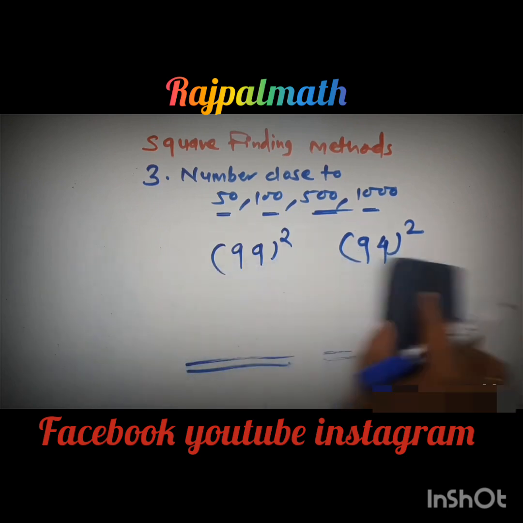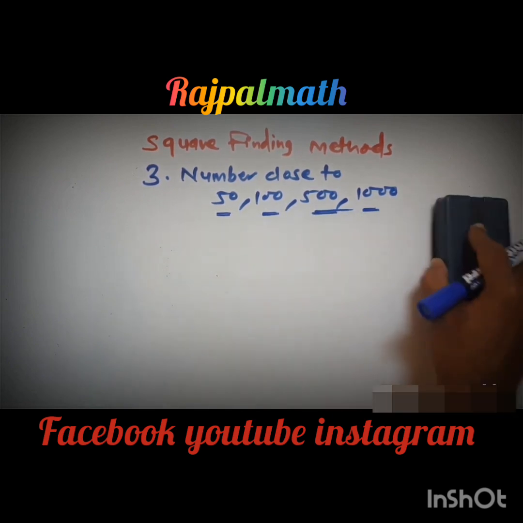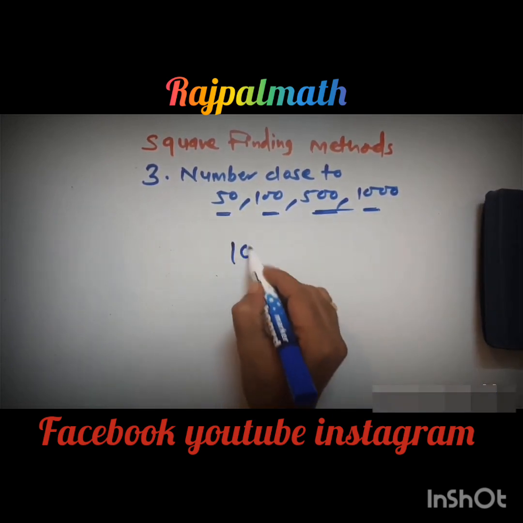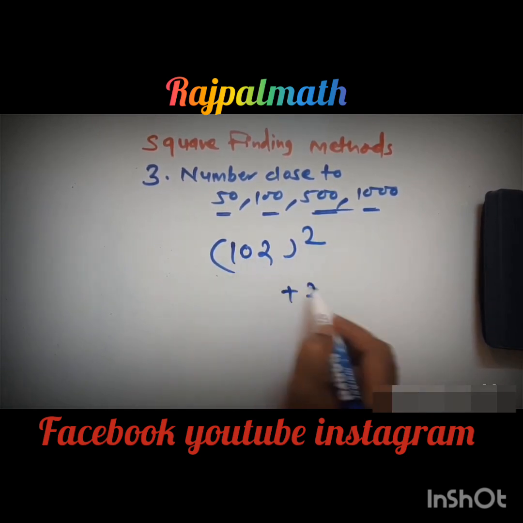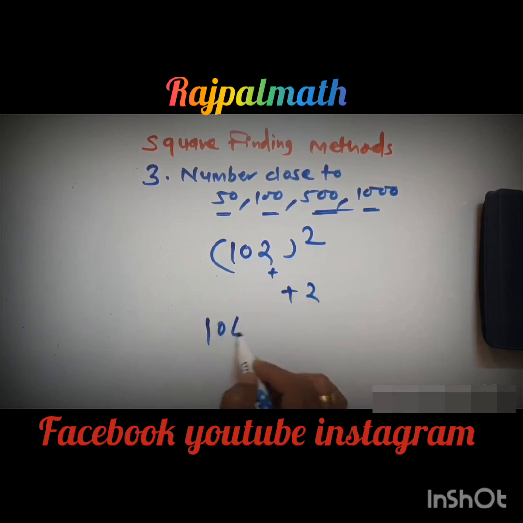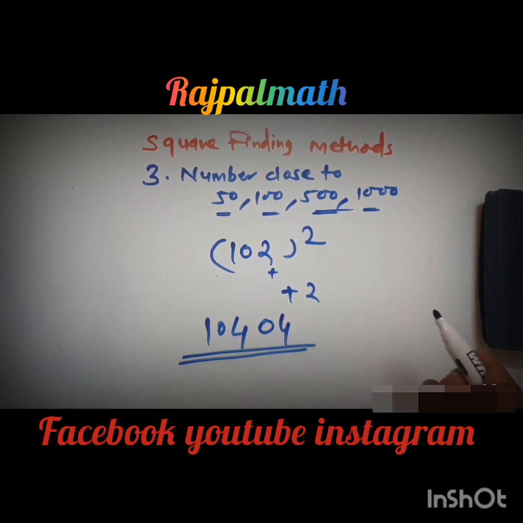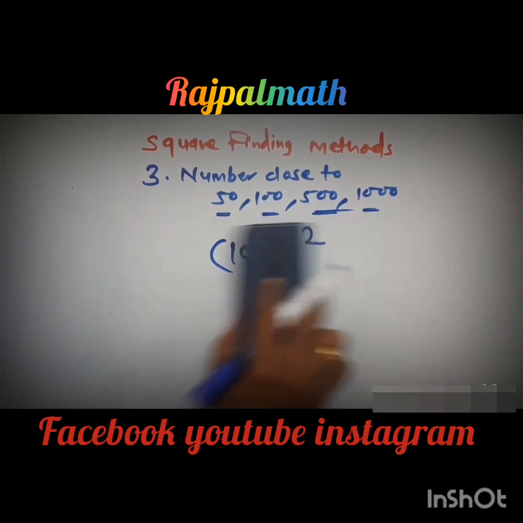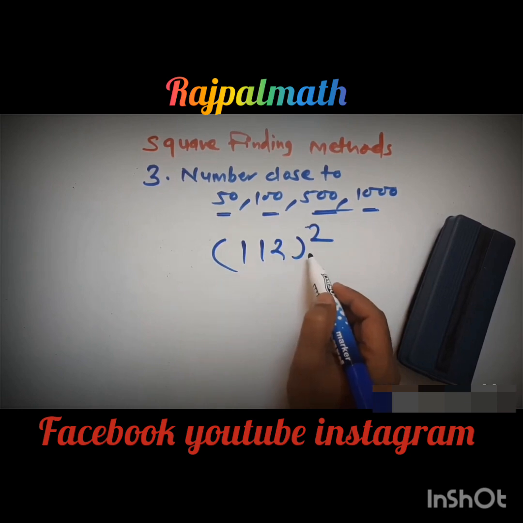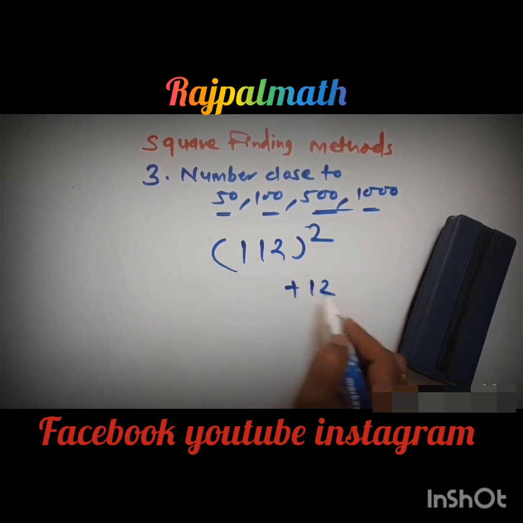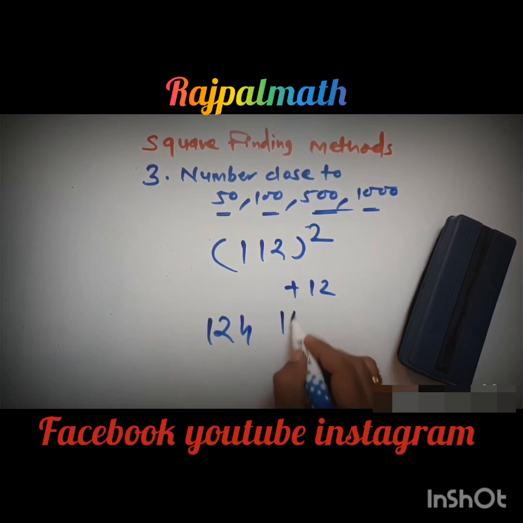The same method you can apply for the numbers which are greater than 100. So let's take 102 square. So 102 you can write plus 2. So 102 plus 2 is 104, and square of 2 is 04. 10404 is my answer. Let's take another example, 112 square. So here it's plus 12. So 112 plus 12 is 124, and square of 12 is 144.